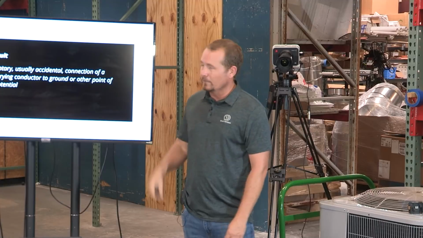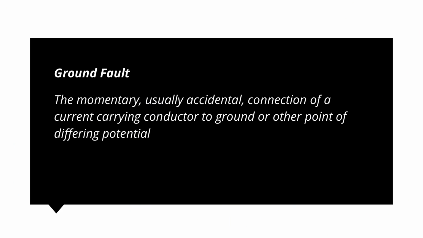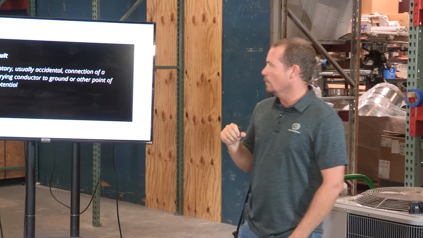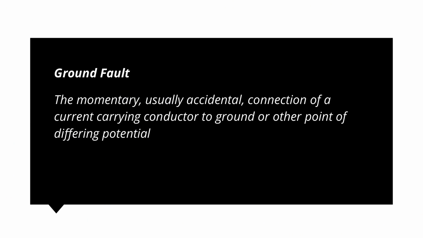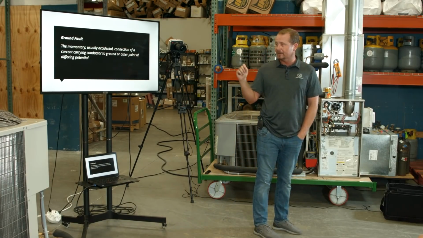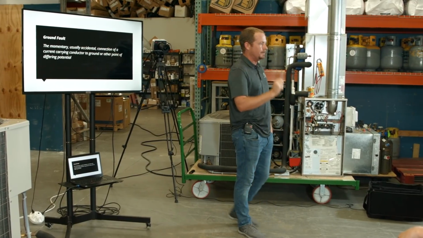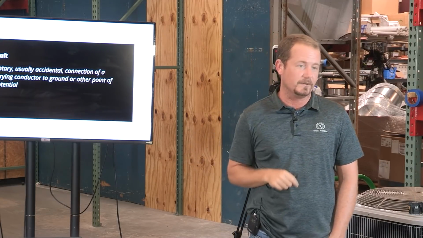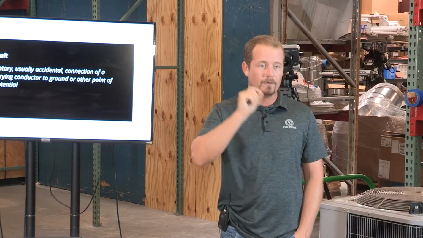All right, ground fault. We're defining a lot of terms right now, so that this all makes sense, because when you get into the NEC, it becomes important that you understand the differences between these things. Ground fault: the momentary, usually accidental, connection of a current-carrying conductor to ground or other point of differing potential. It's very similar to a short, but specifically it relates to a certain type of electrical fault. And that's especially when you have a circuit that has a GFCI. Have you ever heard of that before? GFCI or GFI? They have little buttons that you reset that always trip in the bathrooms and the garages. That's ground fault circuit interrupter.